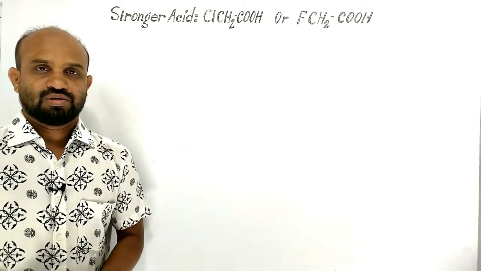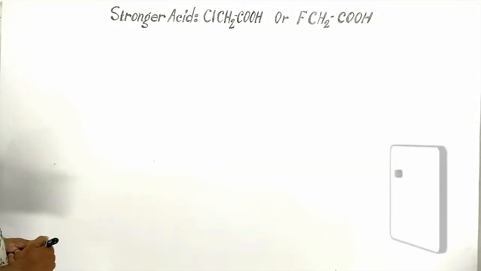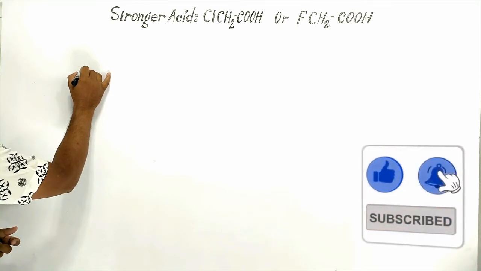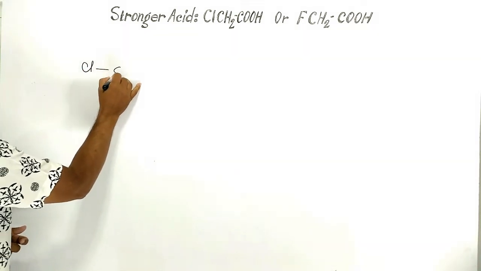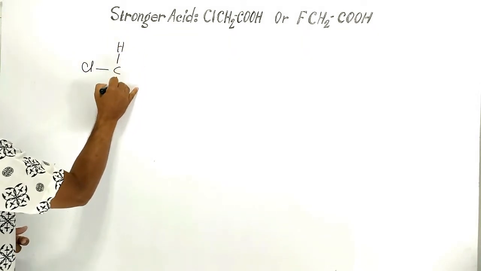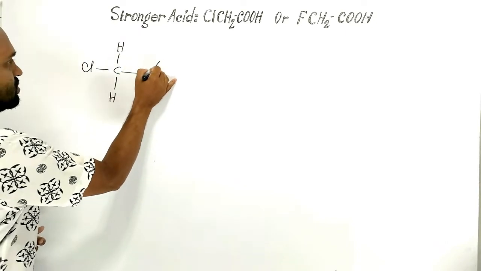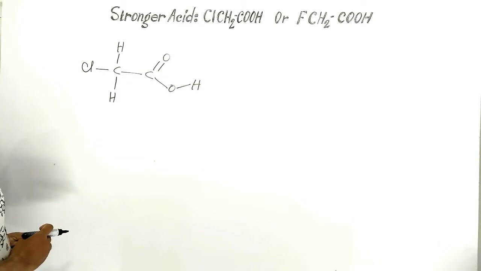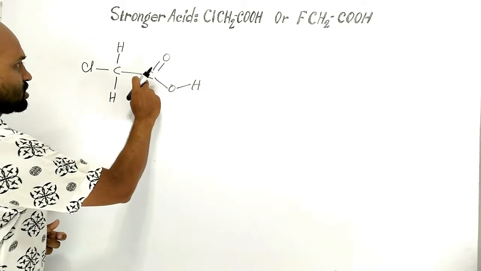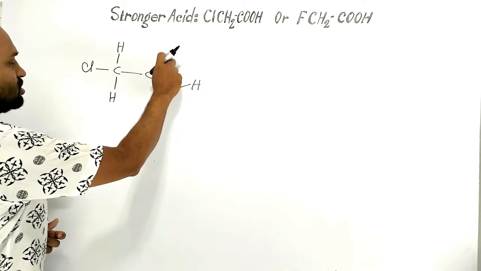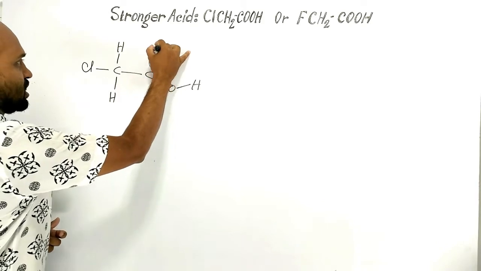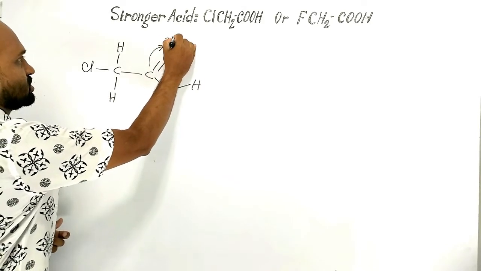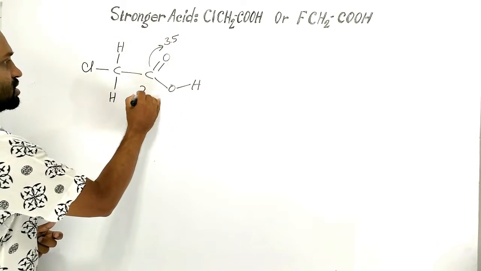Let's begin. First of all, let's have a look at the chloroacetic acid. The structural formula of chloroacetic acid is this. The carbon-oxygen double bond is polarized because oxygen's electronegativity is higher than carbon.